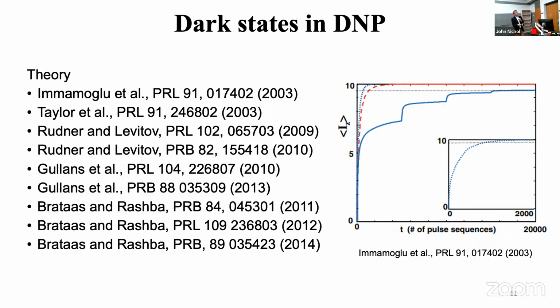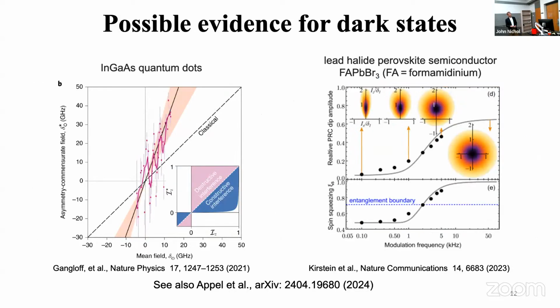This was first predicted more than 20 years ago in the case of these self-assembled quantum dots. And there's been a huge amount of theory work in the intervening time, continuing to explore this in self-assembled dots, but also gate-defined quantum dots. This dark state has also never been observed until just very recently. And this will be the focus of the talk.